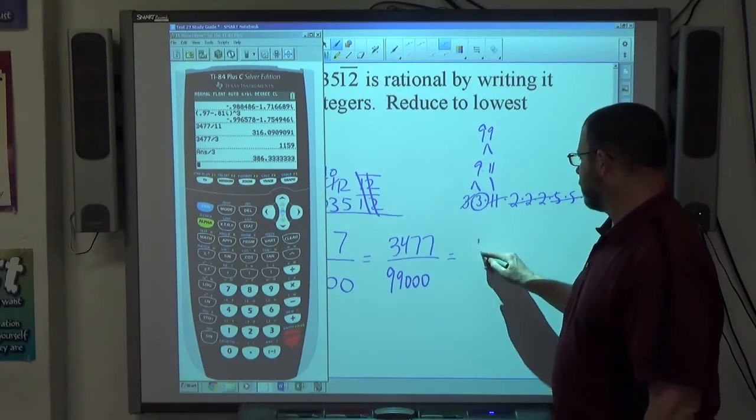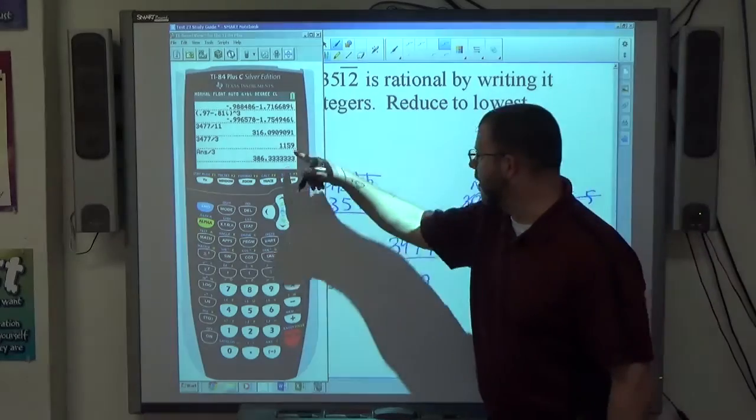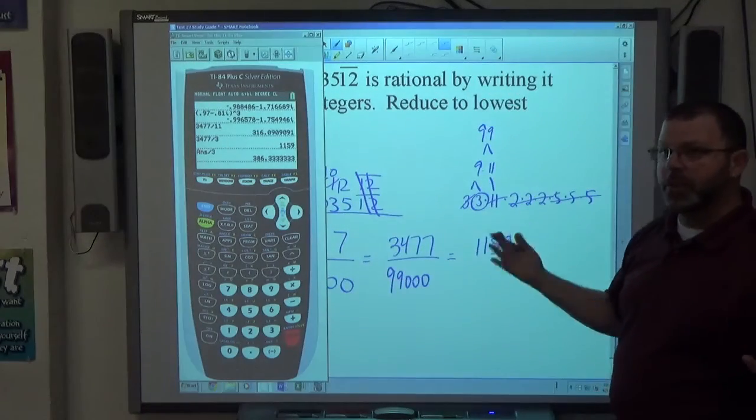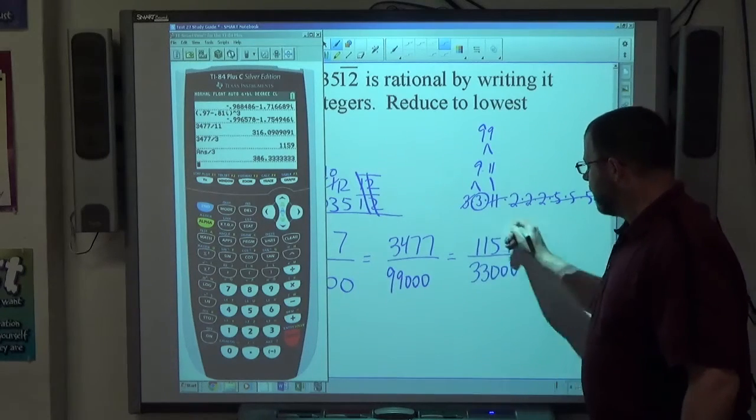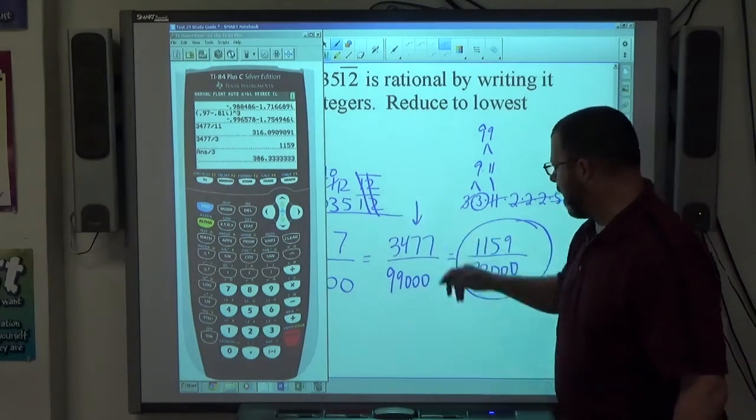Dividing the top by 3, of course, gets me 1159. That's what my calculator said. If you don't know what 99,000 divided by 3 is, you can type in your calculator. Happens to equal 33,000. That's the full credit answer. Again, that's the half credit answer.